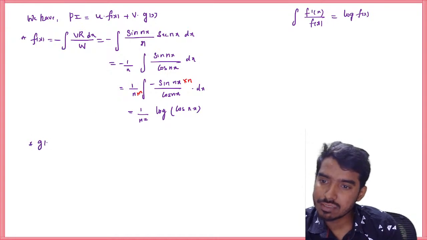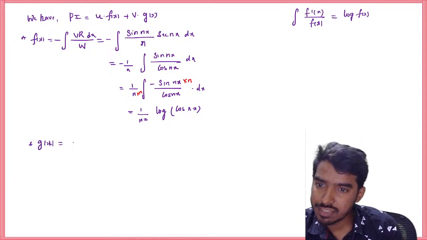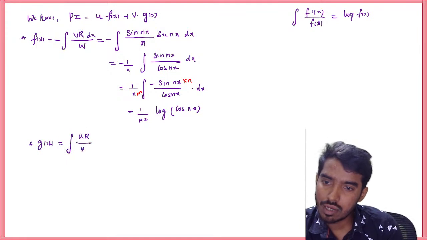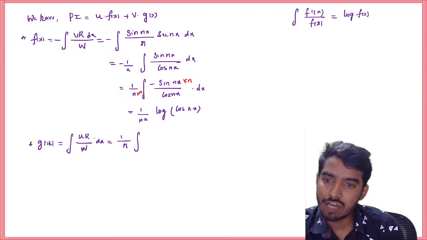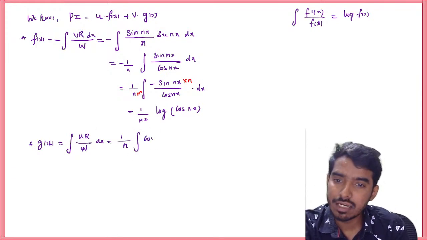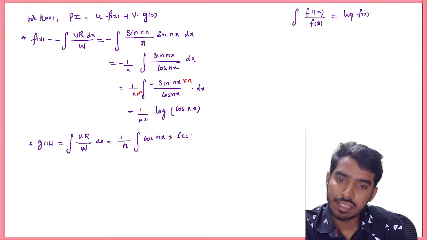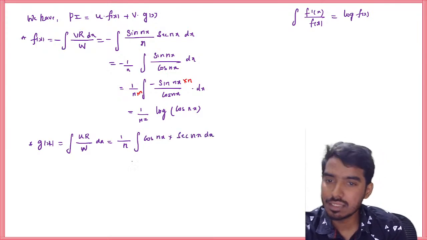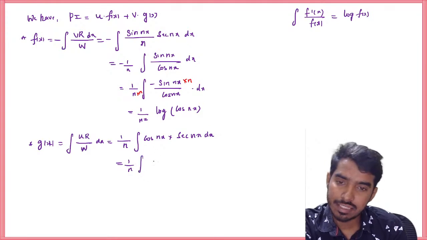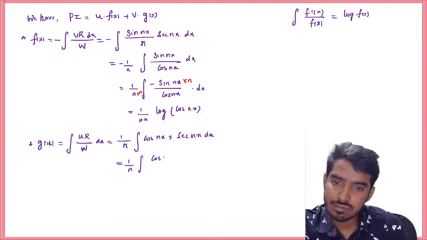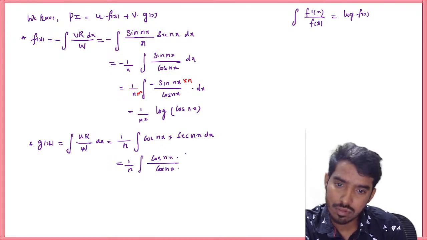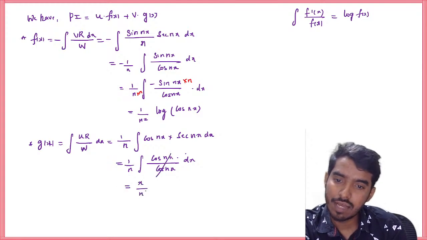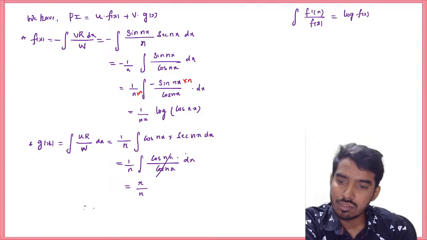Now you find g of x. g of x is integration of u R by W dx. So 1 by n, since W is n, integration of u into R. So u is cos nx, R is secant nx, dx. Now you have to integrate this. This will be 1 by n integration of cos nx times 1 by cos nx dx. So this will get cancelled. Integration of dx is x, so we will have x by n. This is your g of x.